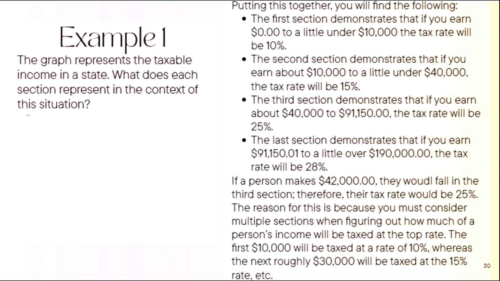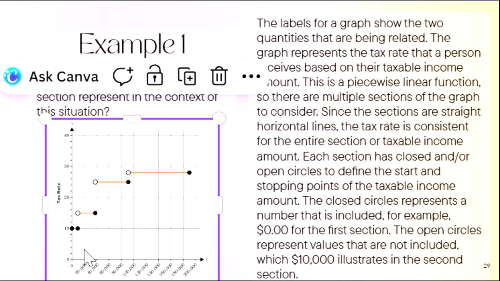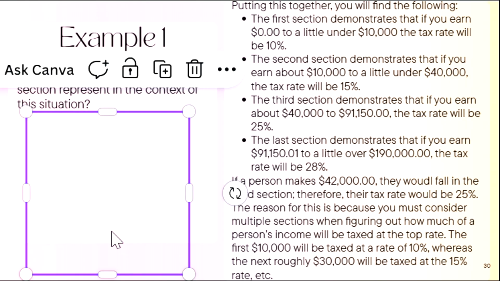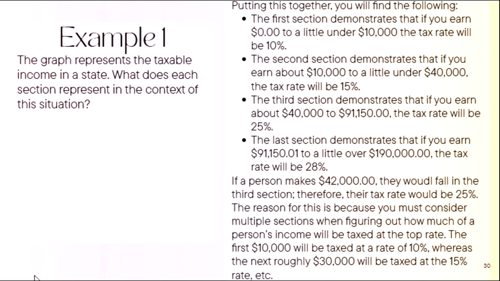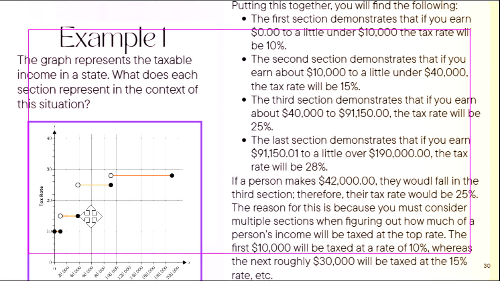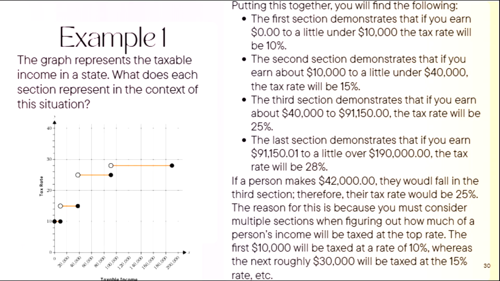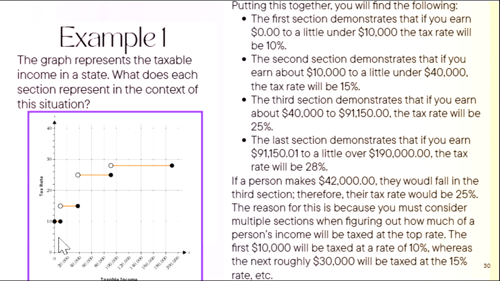Putting this together, you will find the following. We need to get our graph again because, you know, why would it pop up? It's supposed to be right there, but it's not, so we have to get it back. There you go. Beautiful. Putting this together, you will find the following. The first section demonstrates that if you earned $0 to a little under $10,000, the tax rate will be 10%. Okay, here's $10,000. You're paying 10%.